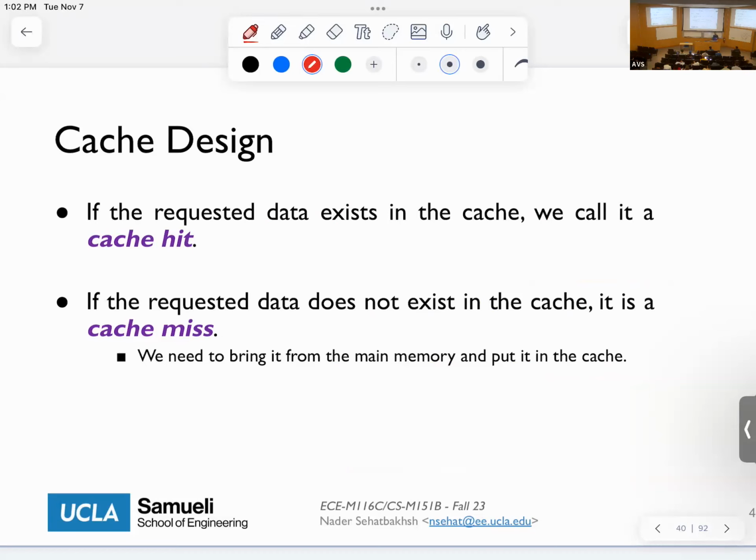So let's have a quick break, and we'll come back and then we're going to talk about this cache and memory hierarchy.